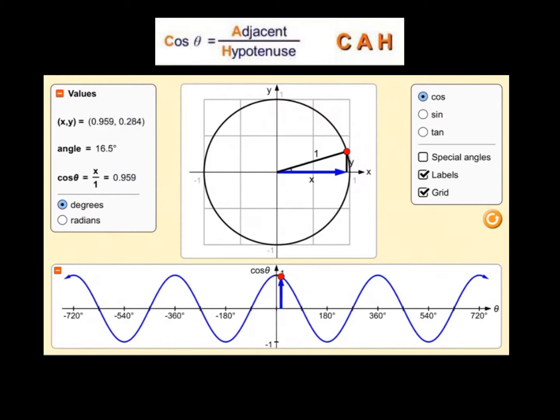Here we're going to see the cosine function in action, which is the adjacent side over the hypotenuse. You can see that ratio changing here. When we drag the point to an angle of 0, that means our adjacent side and hypotenuse side are exactly the same, or 1 over 1, a ratio of 1.